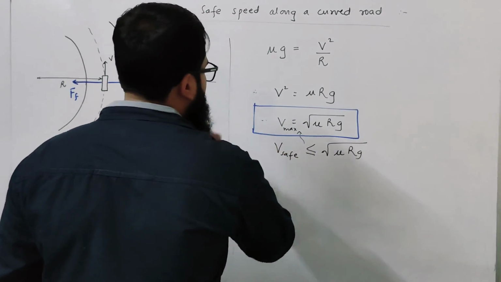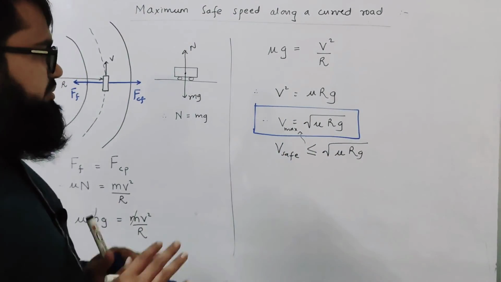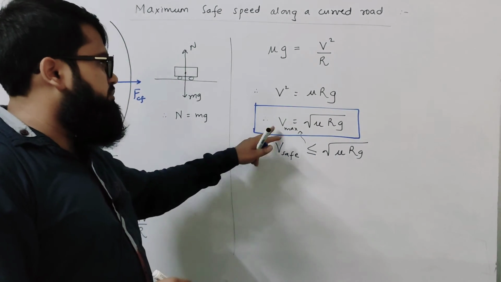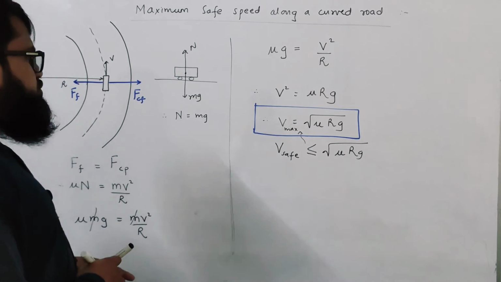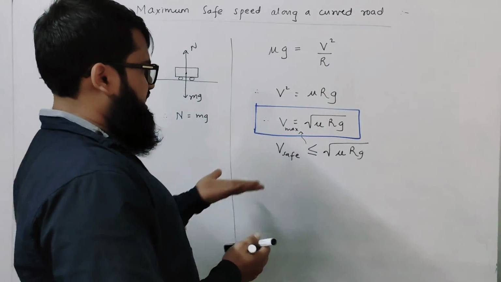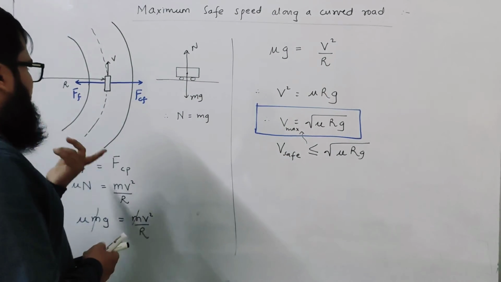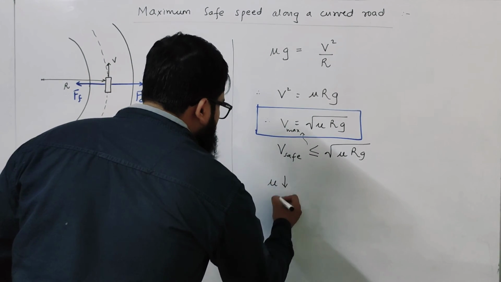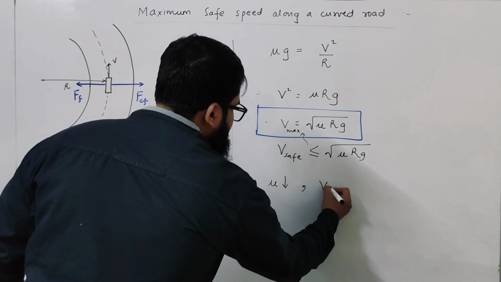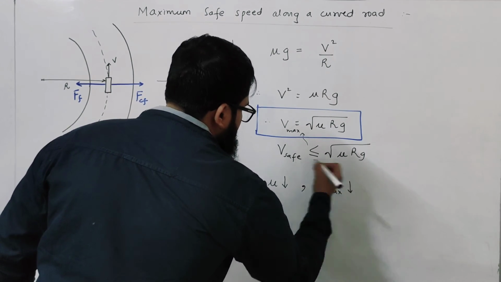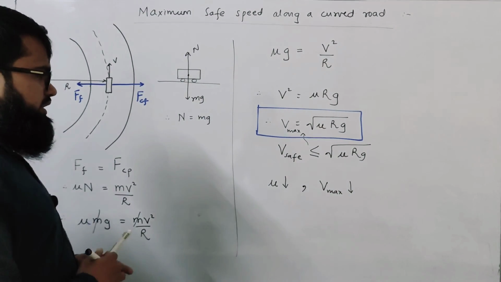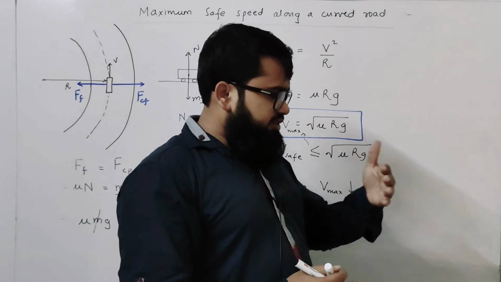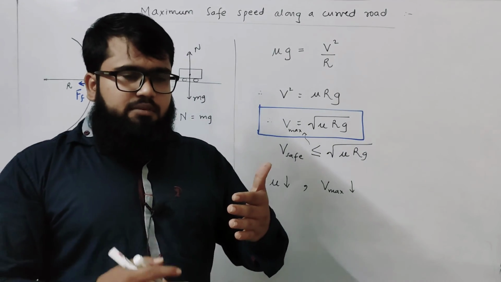So on every curved road you have a maximum safe limit. You should always drive below this limit. Your velocity should not be above the maximum safe limit, and it should not be equal to the maximum safe limit, because if there is oil on the surface and mu decreases, the decrease in mu will decrease the maximum safe speed, and if it decreases by 30 or 40%, your vehicle may be above the new limit.